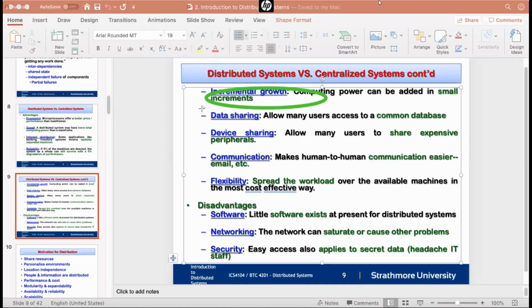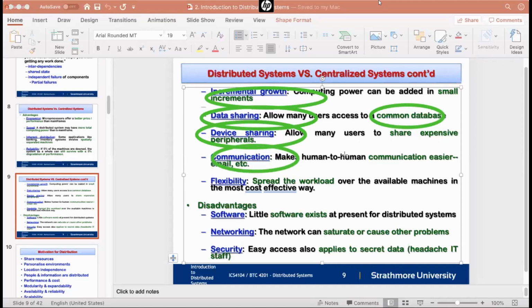Then you have data sharing. The information can be stored in a shared common database. Each one of you doesn't have to have independent databases, independent servers, and so forth. We can have device sharing: we can share expensive peripherals like printers, servers, and so forth. And then, of course, it allows us to have communication among ourselves. We can send email, we can have face-to-face, and so forth. And flexibility.